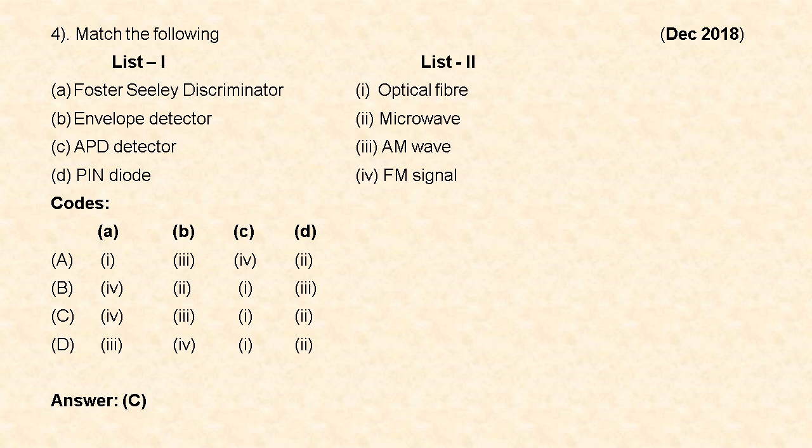Next question. This question was asked in December 2018. It is match the following type. First, Foster-Seeley discriminator. We know that this detector is used as frequency modulation detector. Next, envelope detector is used as an amplitude modulation detector. Next, APD, that is avalanche photodiode detector. This diode is used in optical fiber communication. Next, PIN diode. This diode is used in microwave applications. So here option C is the correct answer.